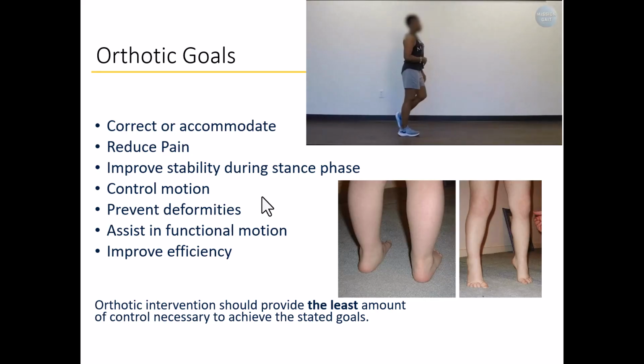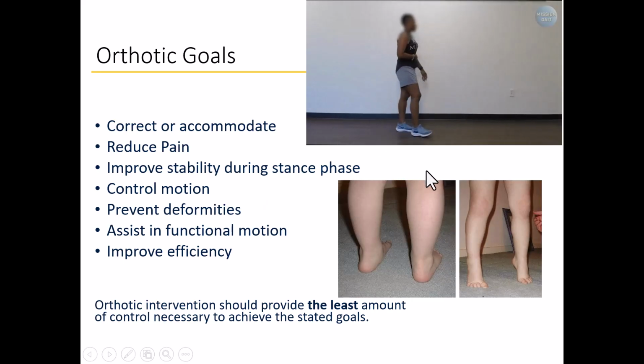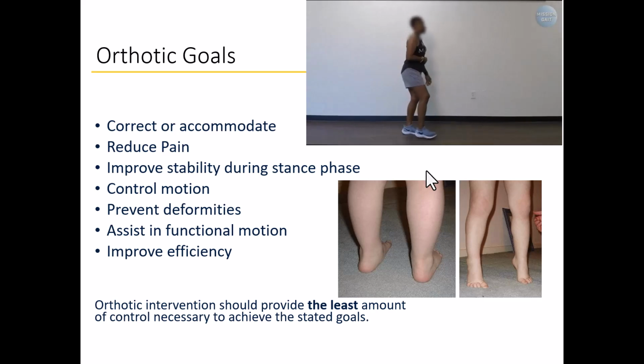Can it prevent a deformity? Can it assist in functional motion? And can it improve efficiency of the gait pattern? So improving efficiency, meaning will it help improve step length, stride length, velocity? And when we think about the goal of an orthotic, the intervention should try to provide the least amount of control necessary to achieve those goals.